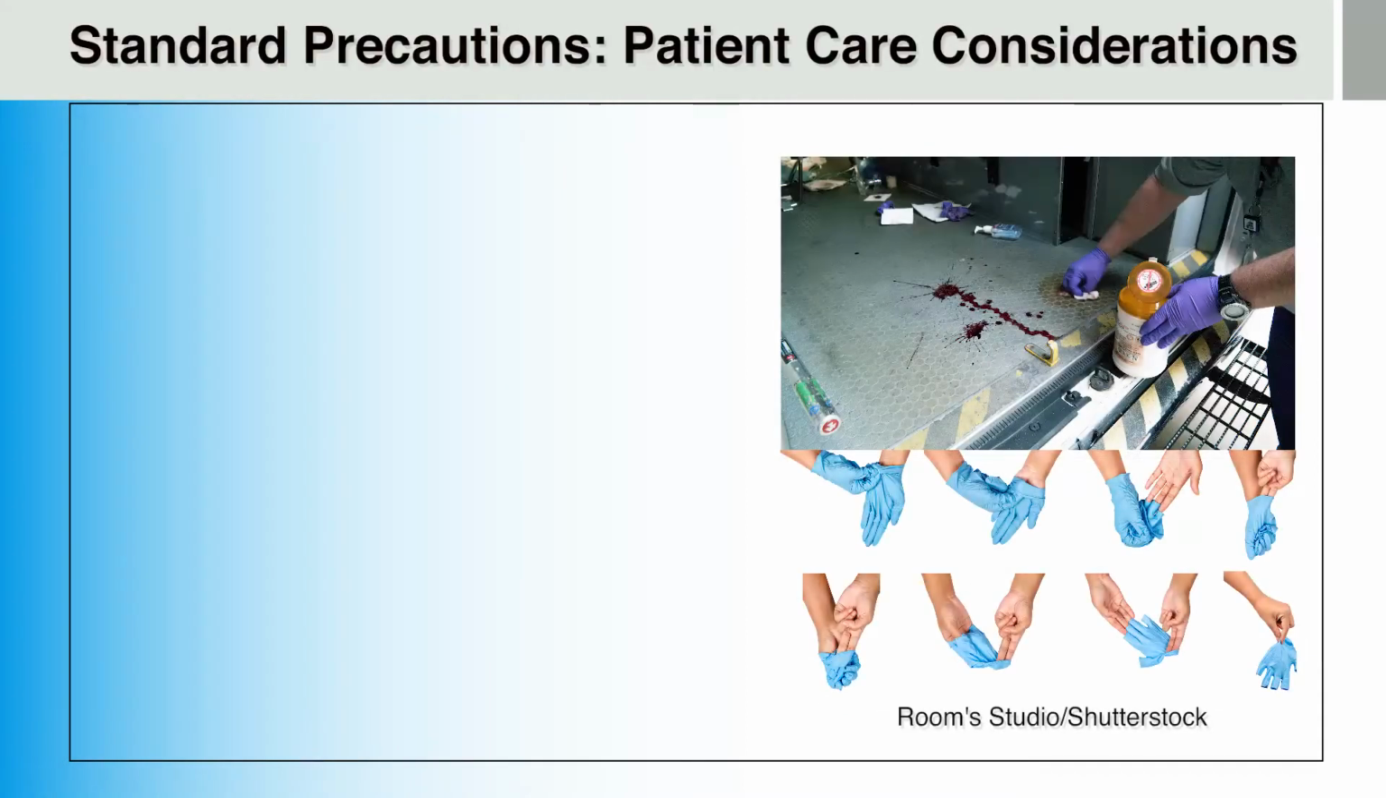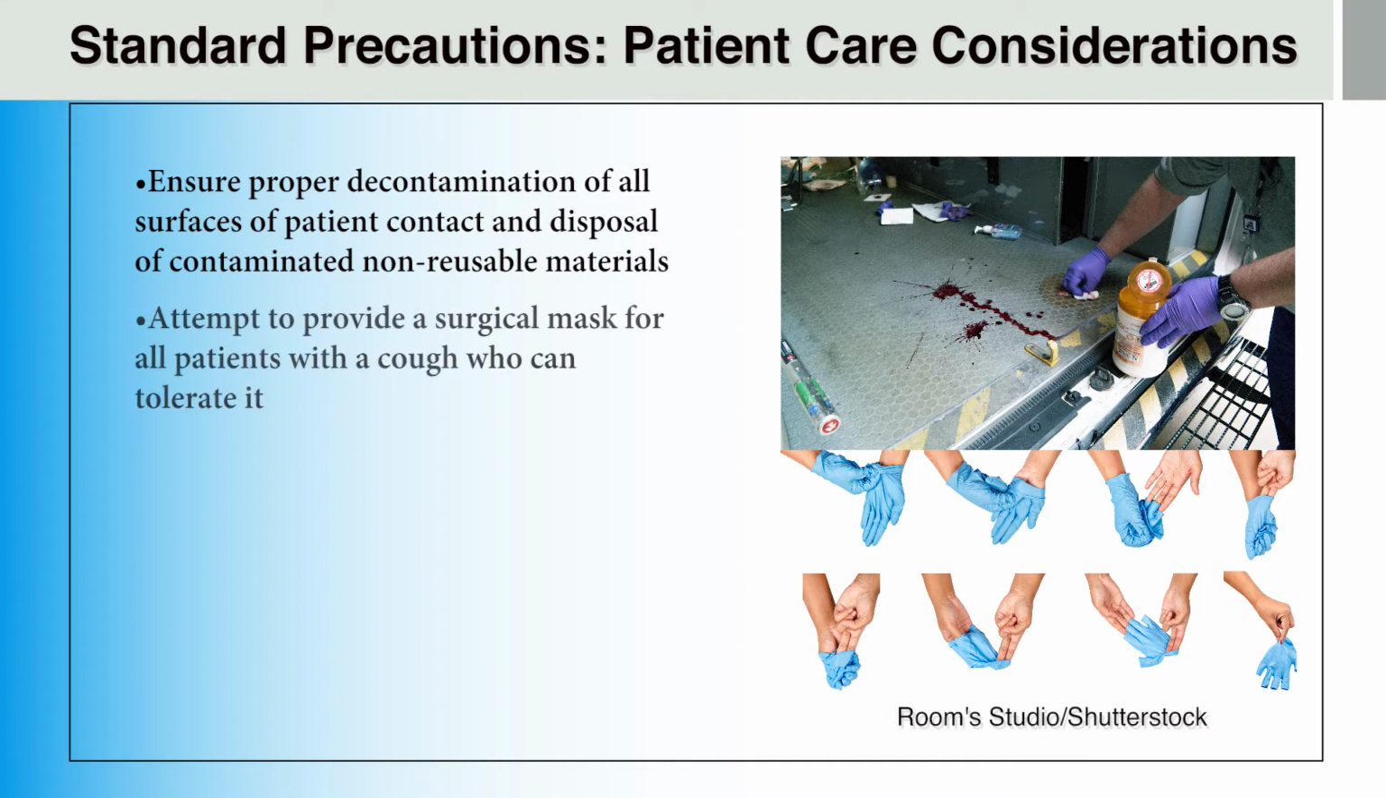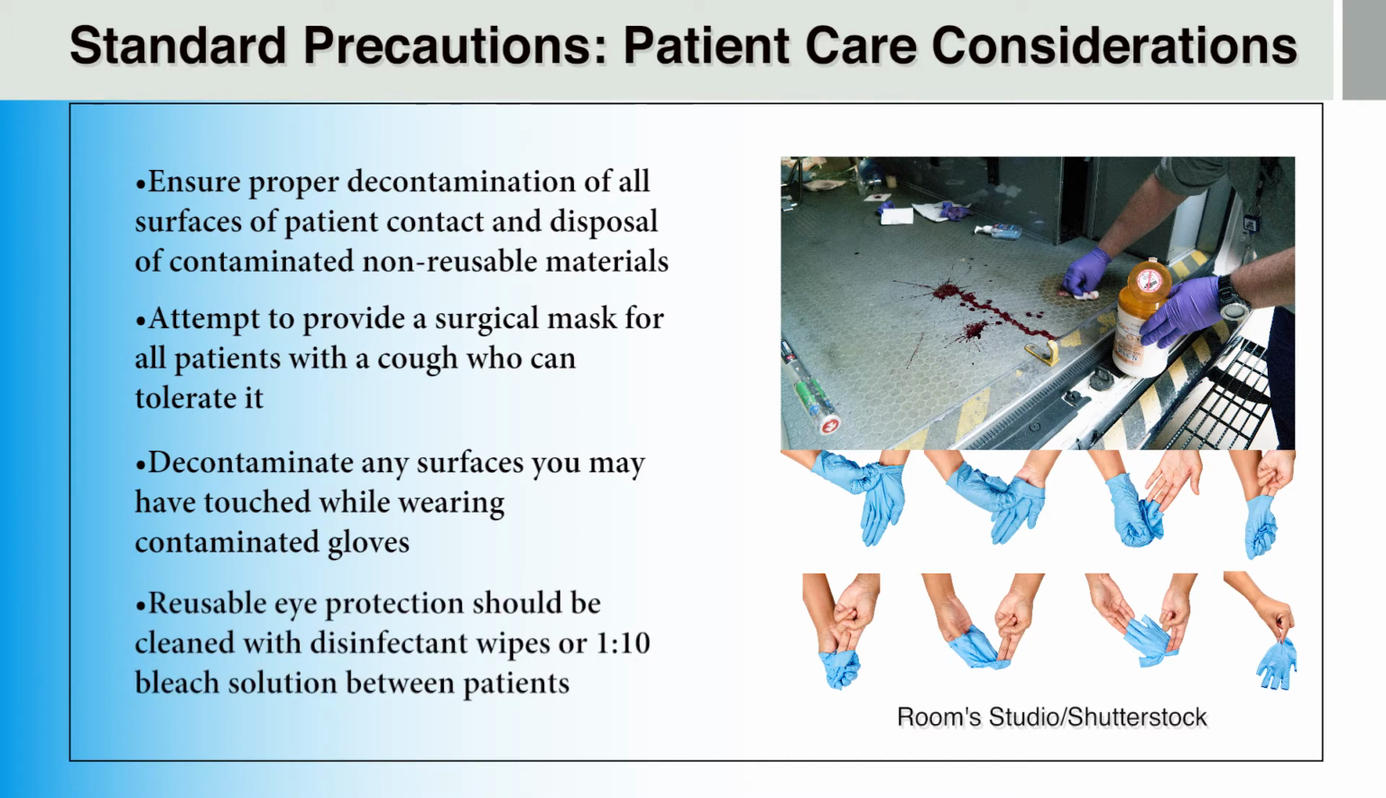In all instances of patient care, pre-hospital providers should ensure proper decontamination of all surfaces of patient contact, appropriately dispose of contaminated non-reusable materials, and attempt to provide a surgical mask to patients with a cough who can tolerate it. Remember to decontaminate any surfaces you may have touched while wearing contaminated gloves. Oxygen bottle valves, cabinet doors and drawers, and door handles are common sites where we find microbial contamination. It is also important to remember that reusable eye protection, like glasses or goggles, should be cleaned with disinfectant wipes or a 1 to 10 bleach solution between patients.